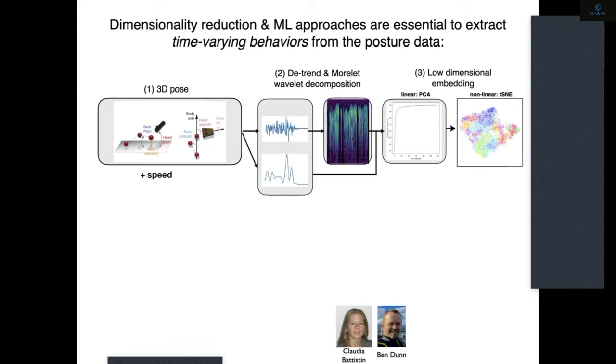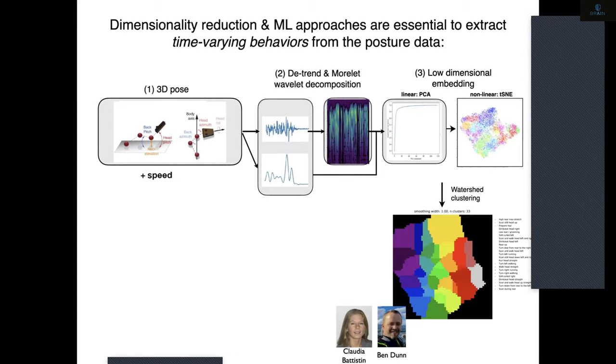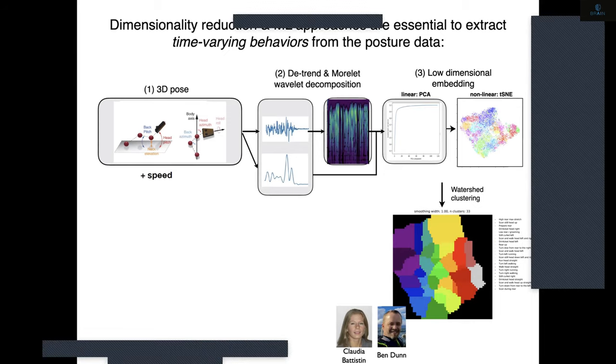Then you take this decomposed time frequency data and you do low dimensional embedding like PCA. You can also use nonlinear embedding, t-SNE, for visualization purposes. And then you include watershed clustering, and now each of these different patches corresponds to a different behavior that the animal is doing. And this map is basically, again, built out of time varying posture, right? So if the animal is reared up high or scanning with its head up, or if it's preparing to rear, these different behaviors are captured, they're embedded, and then labeled post hoc by the experimenter.